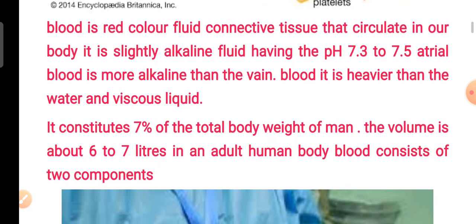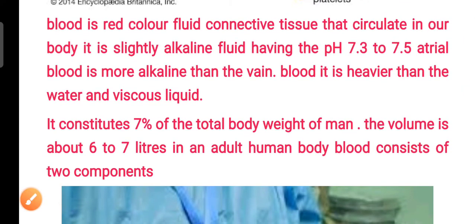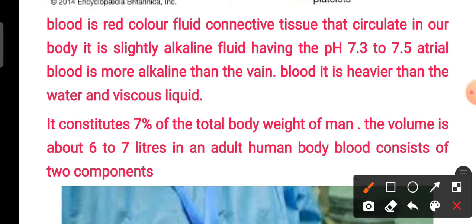Here is an important line which is written as: blood is a red color fluid connective tissue which circulates inside your body, and its pH is 7.3 to 7.5. यानी हमारा जो शरीर में जो खून है उसका जो pH होता है that is 7.3 से 7.5 तक होता है, एंड जो आर्टेरियल ब्लड जो वेन के ब्लड के हिसाब से ज़्यादा अल्कलाइन होता है, and blood is heavier than the water and it is a viscous liquid.